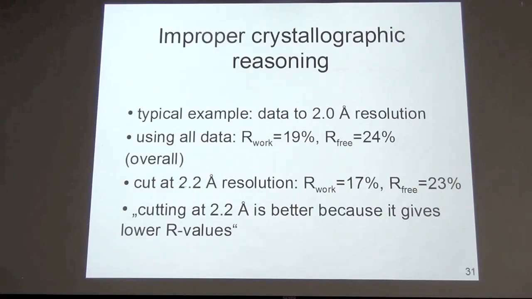Now, if you were to repeat the refinement at 2.2 angstrom, you would get a lower R work and also a lower R free. So this is what leads some people to say, okay, let's cut it at 2.2 because R free and R work are both lower, so that must mean it's better. This is once again comparing apples and oranges, because these two sets of R values don't refer to the same data, and it is meaningless to compare indicators for different sets of data that are overlapping in this case.